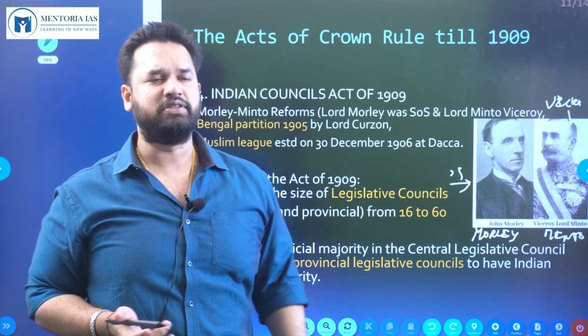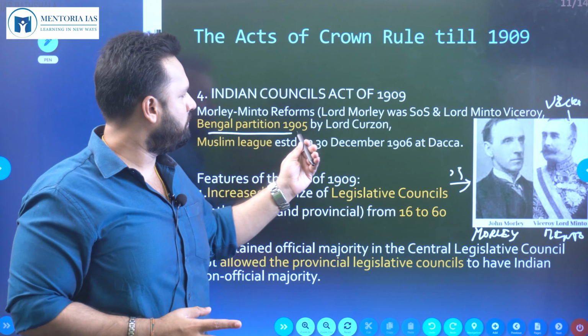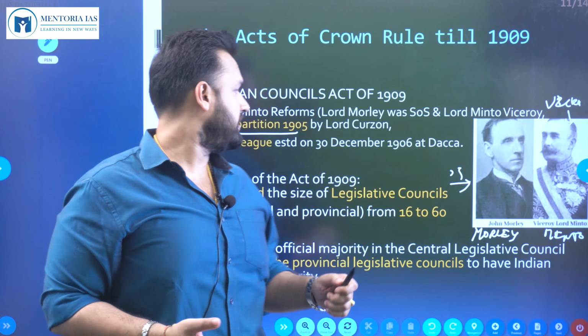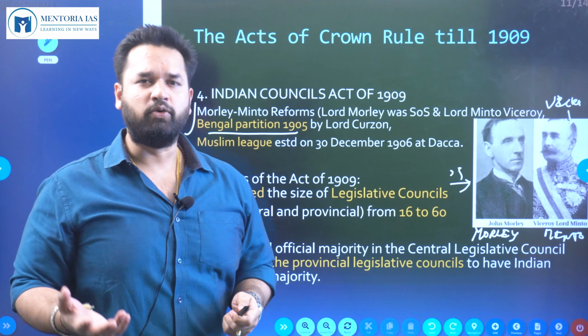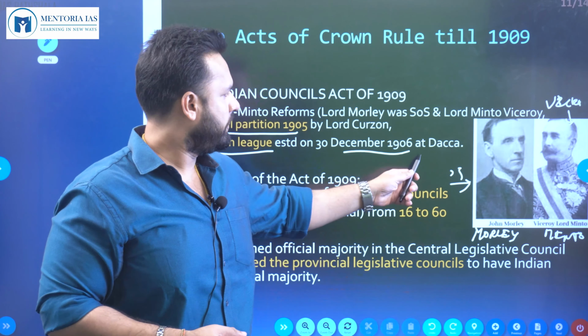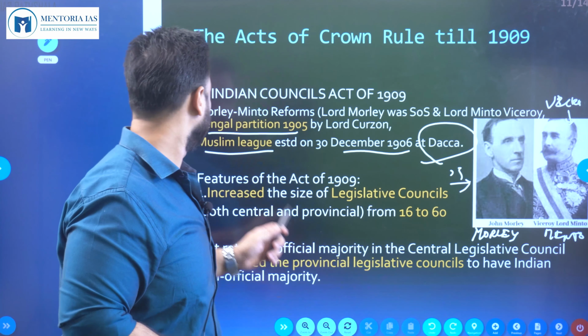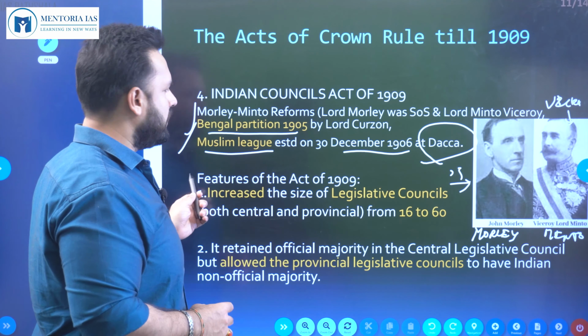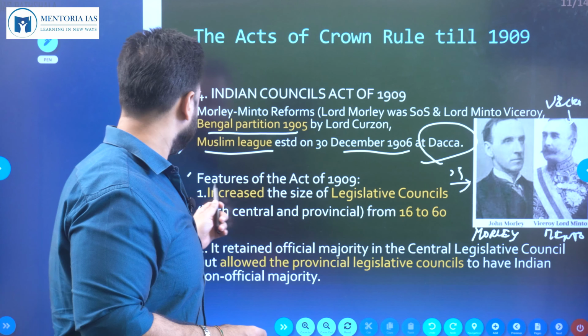In 1905, in your history classes, they might tell you that the Bengal partition happened by Lord Curzon. That is in the background. And the Muslim League was also established in Dhaka in 1906. Where is Dhaka in the present day? You can answer. Okay, now let us have a look at the features of this act.